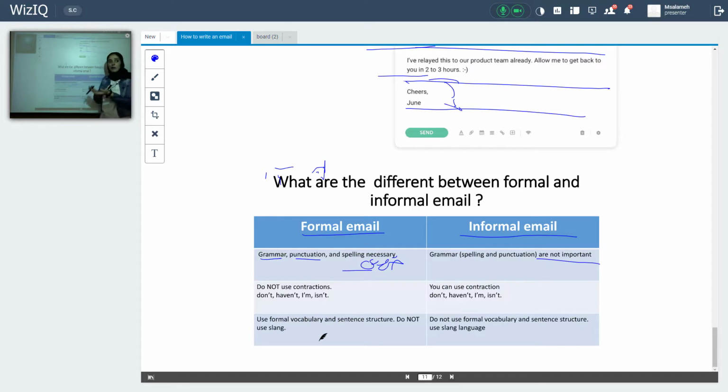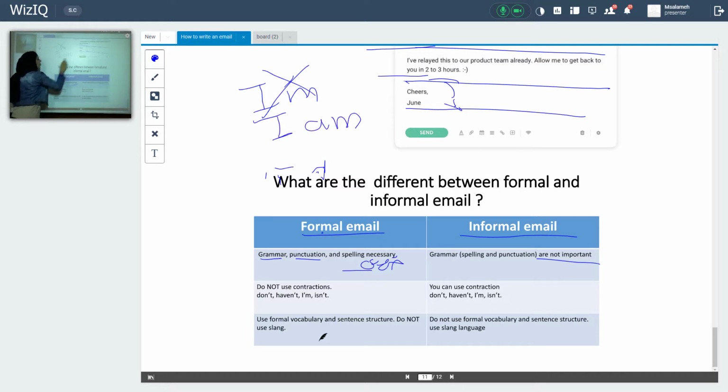When I speak with my friend, should I use a comma and full stop? No, it's not necessary. And also, in formal email, do not use contractions. Here I mean abbreviations like I'm. Never use it in a formal email. I should write it like this: I am. But in informal email, you can use contractions.